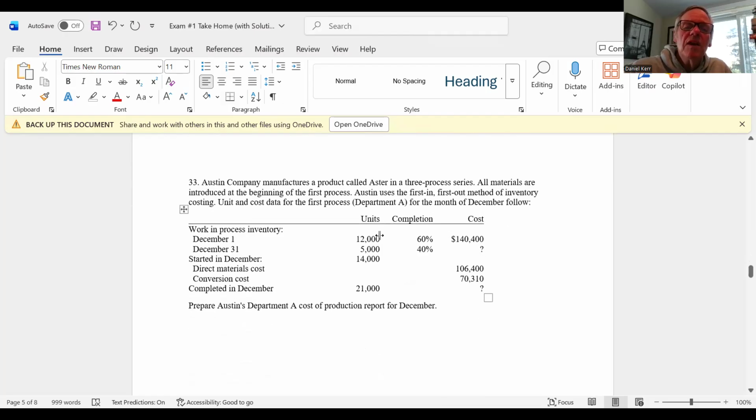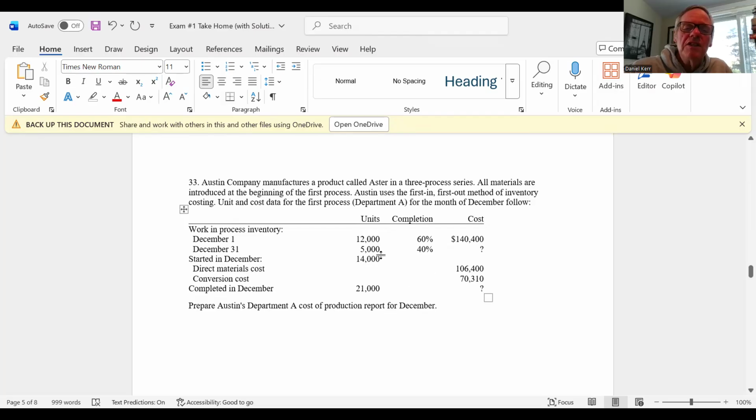Exercise 3. So these were the costs that were incurred, and we want you to prepare Austin Department's Department A cost of production report for December. Okay, so here's where you have to consider the equivalent units, and you have to consider the costs that were transferred to the next department, and you have to come up with the ending work in process as well.